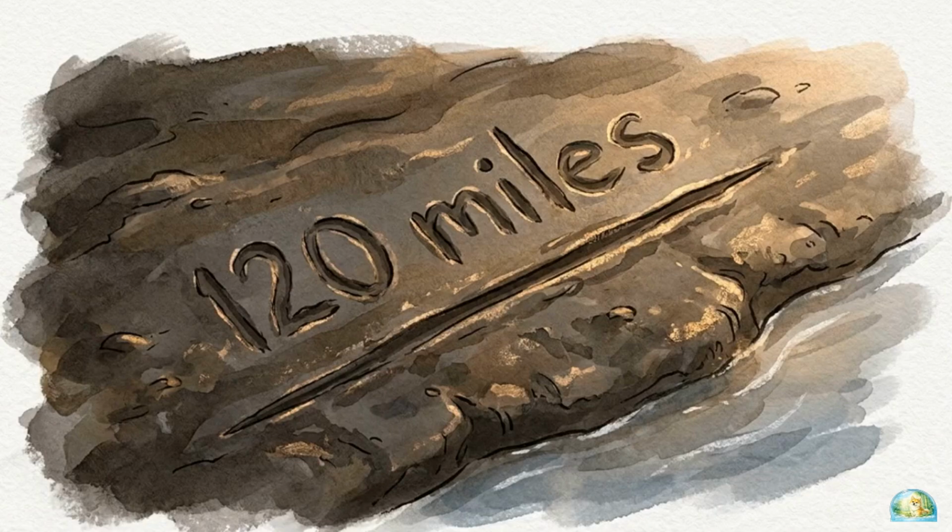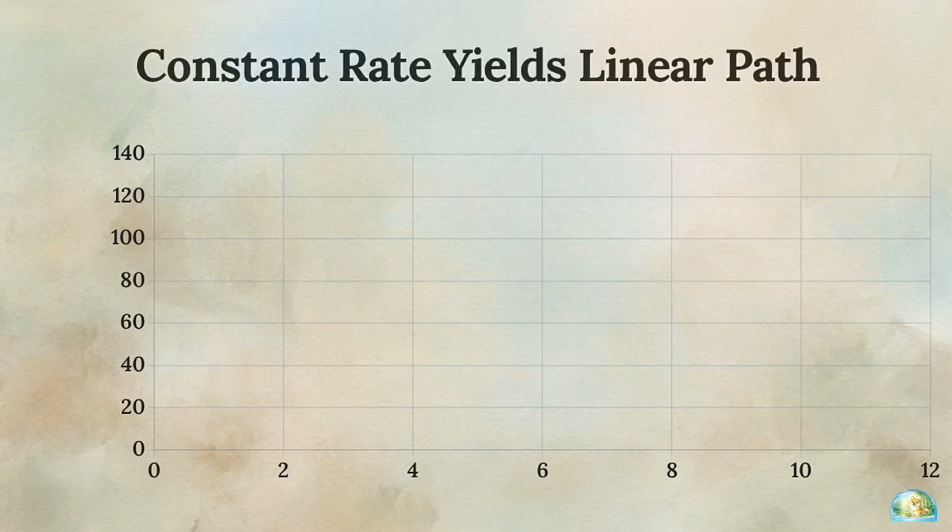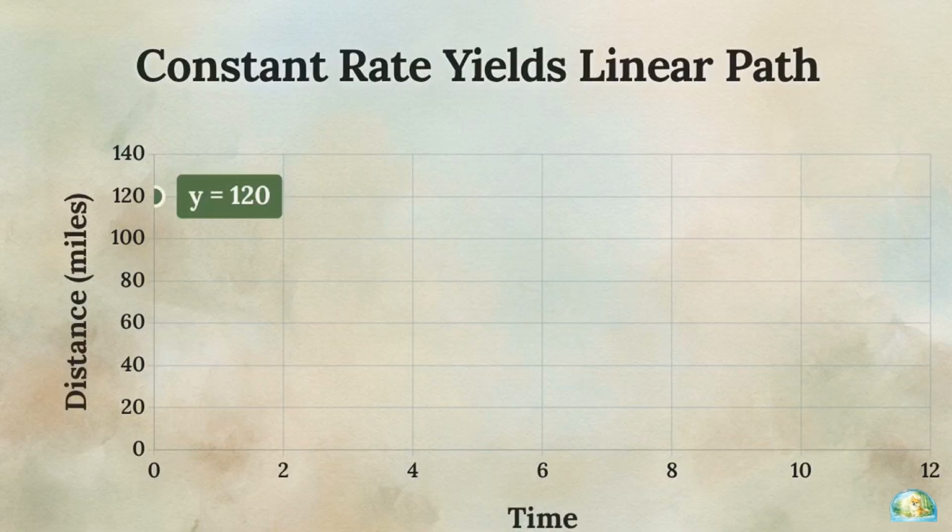Consider the description found here. A car starts 120 miles from home and drives toward home at a constant rate. On this coordinate plane, time is mapped against distance. Since the car starts at 120 miles, we place our starting point on the vertical axis at y equals 120.